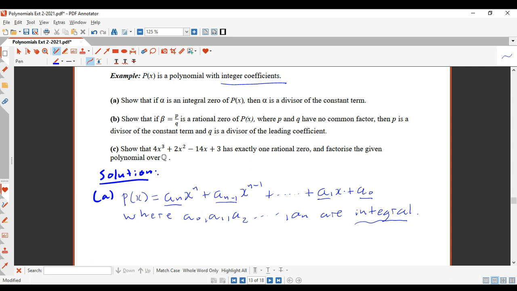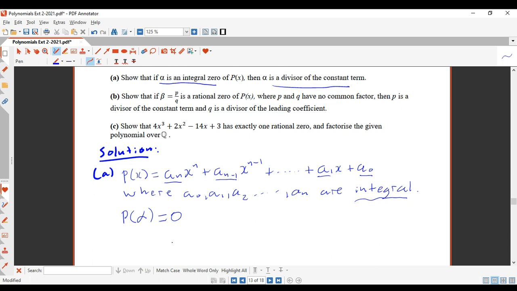Now, part A says show that if alpha is an integral 0, so that means that alpha is a 0 which is an integer, then you've got to show that it's a divisor of the constant term. Okay, so let's plug that in. So let's first of all find what p of alpha is. Well, we know that p of alpha is an integer 0. So we know p of alpha is 0. Okay, so that's something we know.